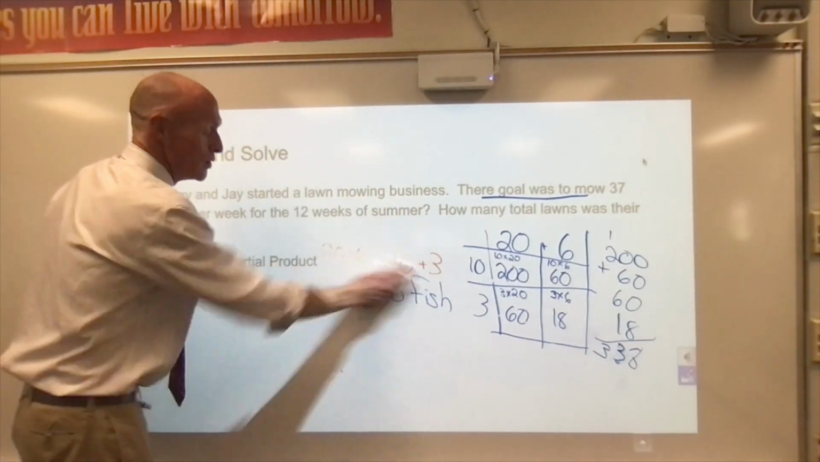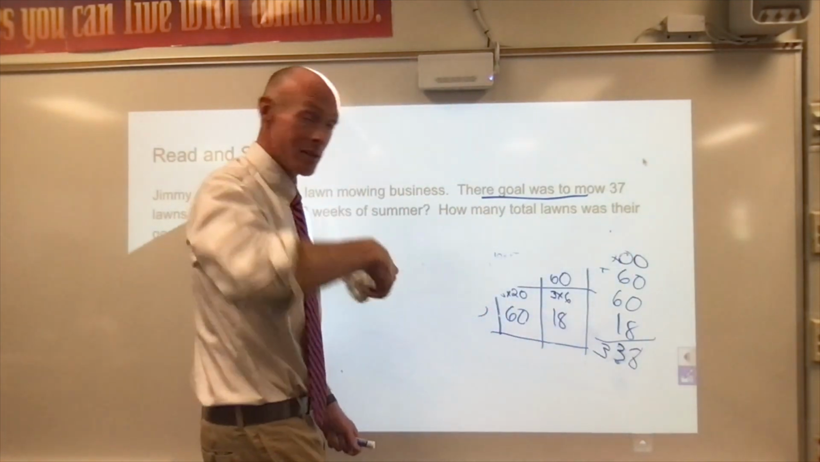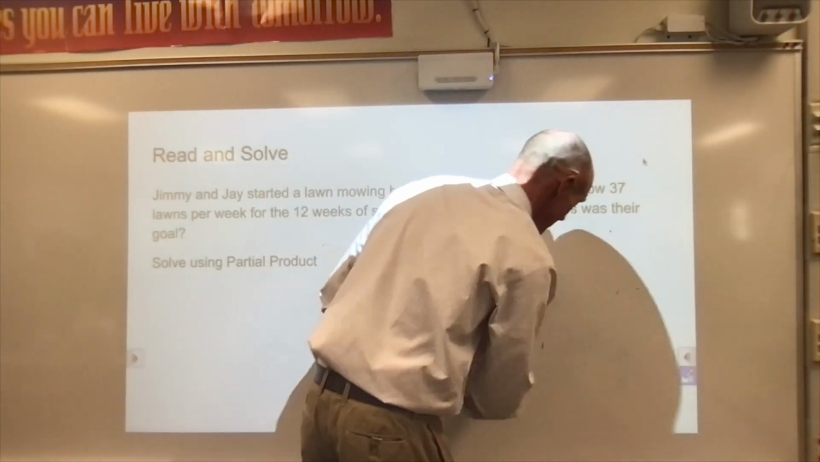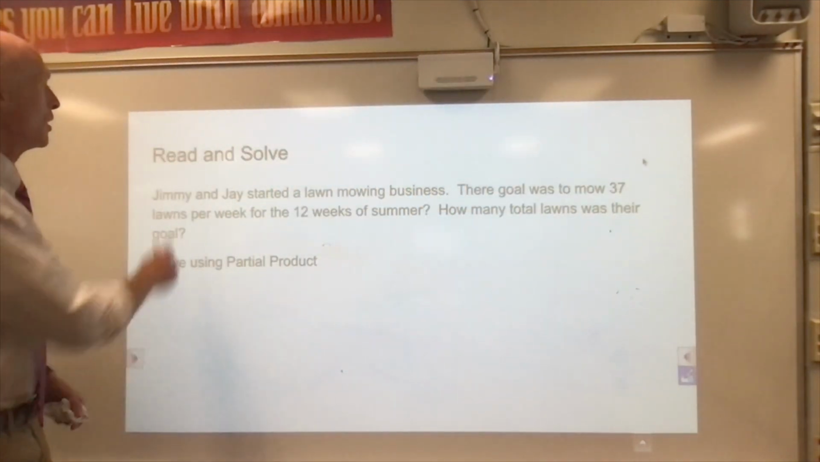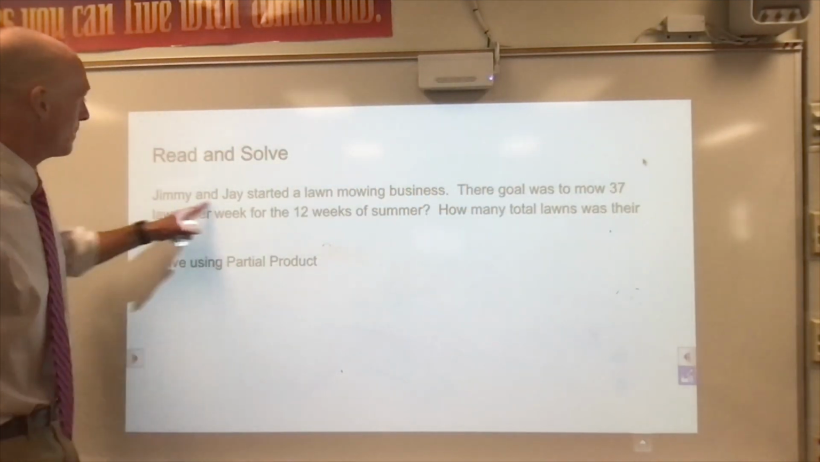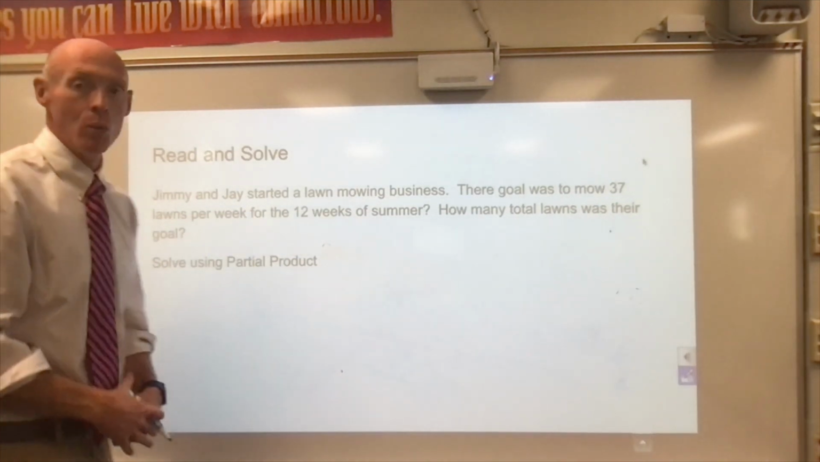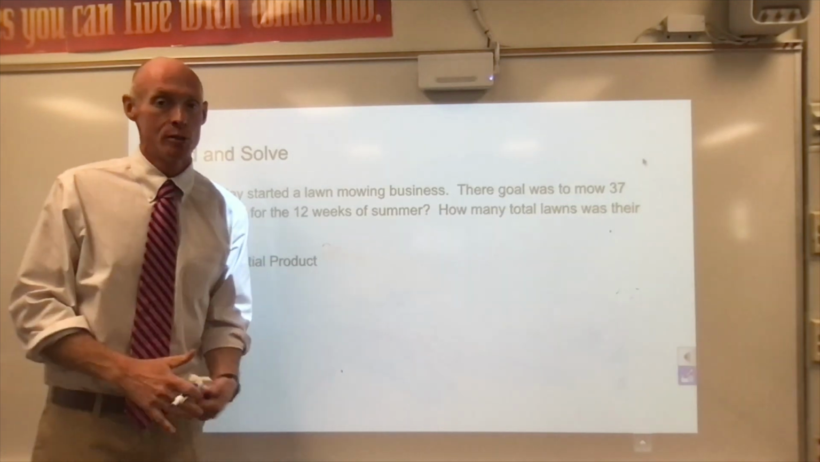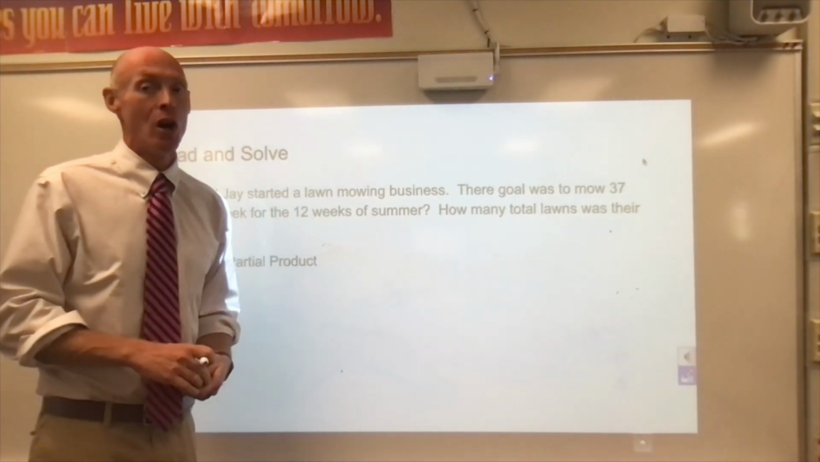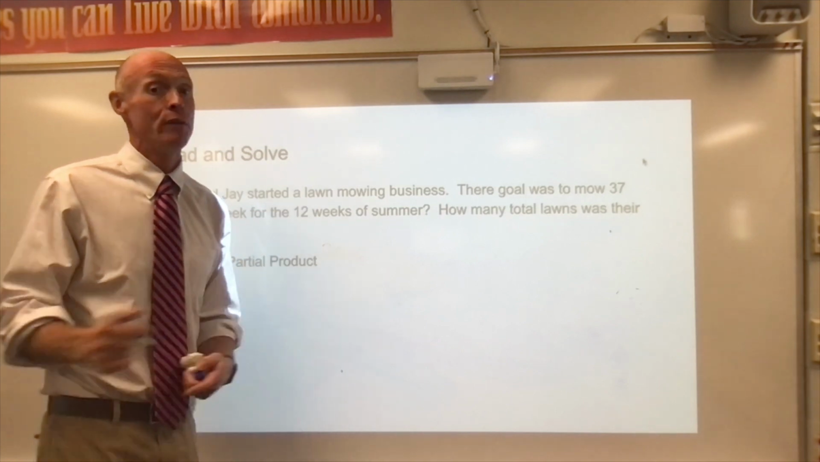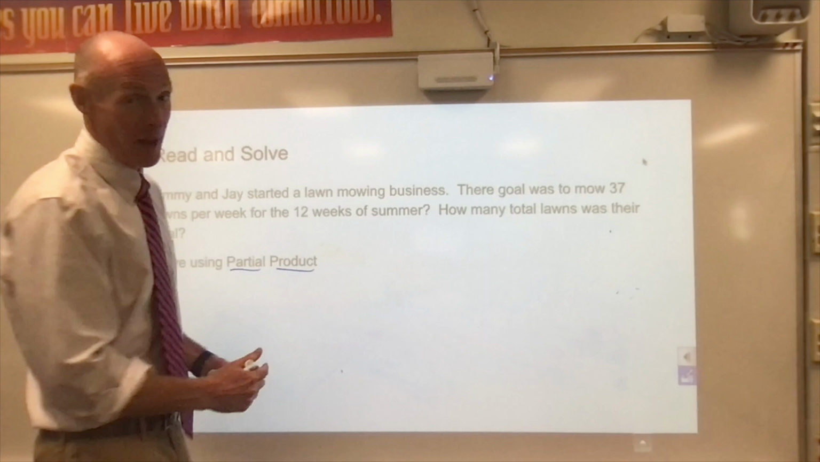Read and solve. New problem this time. Pardon me while I erase the old problem. Okay. Read and solve. Jimmy and Jay started a lawn mowing business. Their goal was to mow 37 lawns per week for the 12 weeks of summer. How many total lawns was their goal? Solve using partial product.